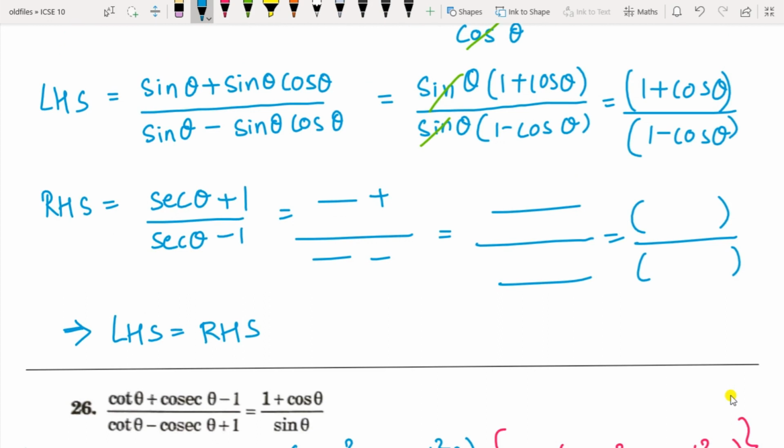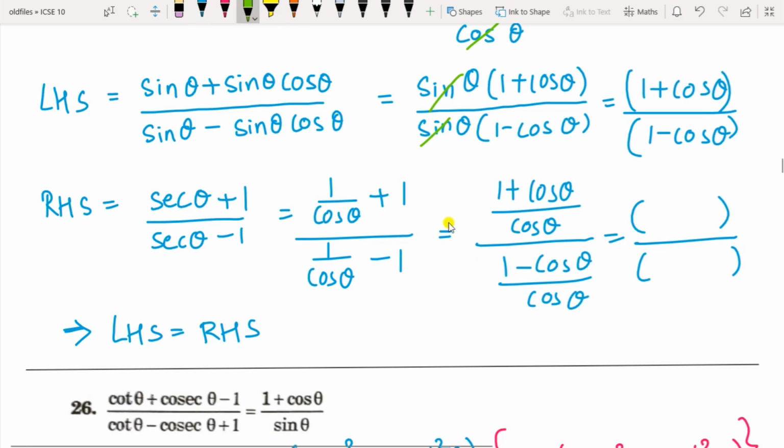Now sometimes you don't get the similar answers, that once you solve LHS you don't get the RHS. So for RHS also you have to solve here. Now here sec means what? 1 upon cos, that is 1 upon cos theta plus 1, and this also 1 upon cos theta minus 1. If you take the LCM, it will be 1 plus cos theta upon cos theta and 1 minus cos theta upon cos theta. So this cos theta will get cancelled, and what is remaining is 1 plus cos theta upon 1 minus cos theta. So your LHS is equal to RHS here, and hence proved.